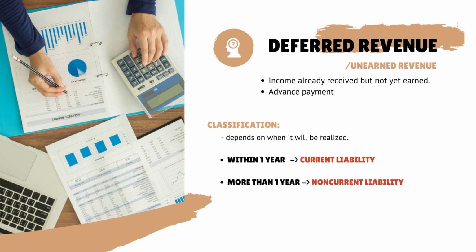So the classification for deferred revenue will depend on when it will be realized. If your obligation will be realized within 1 year, then that should be part of your current liability. However, if it is more than 1 year, it will be classified as non-current liability. If it falls within the year, within that calendar year, that will be part of your current liabilities. Otherwise, all others are non-current liability.